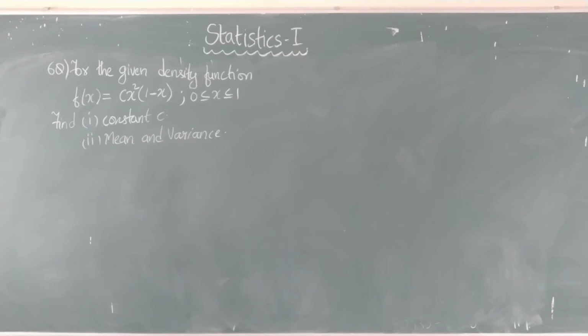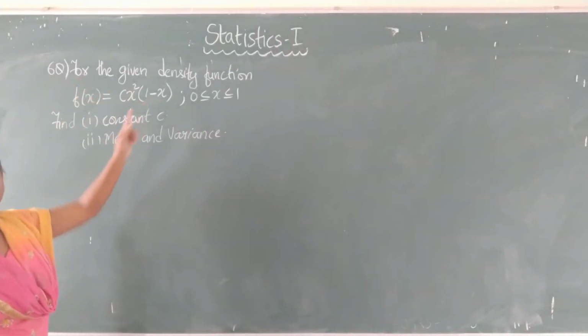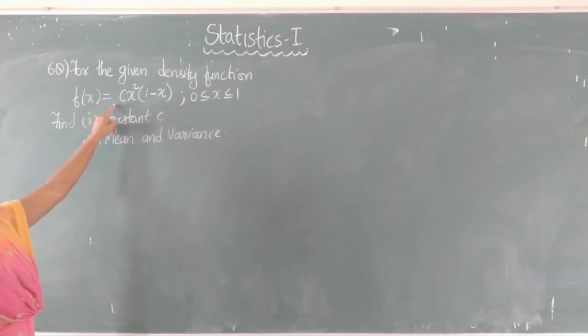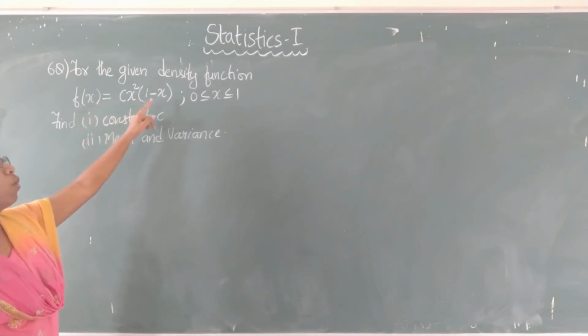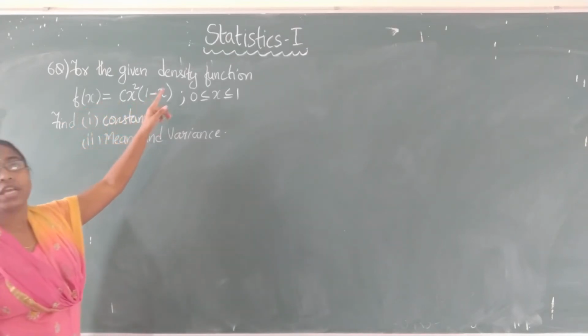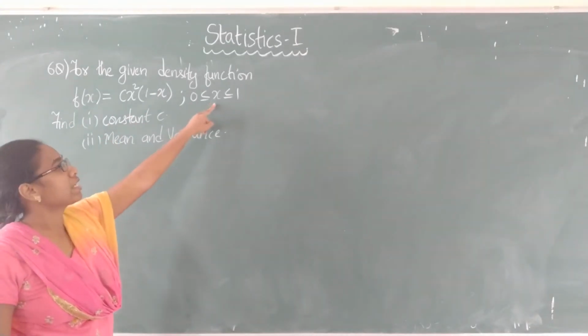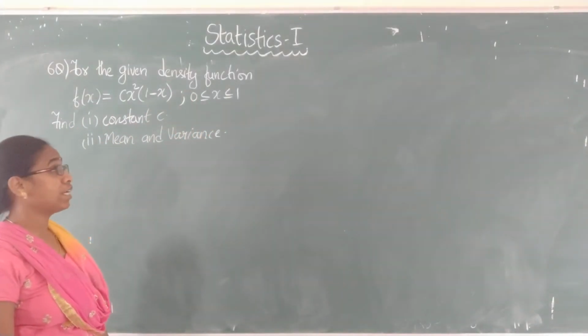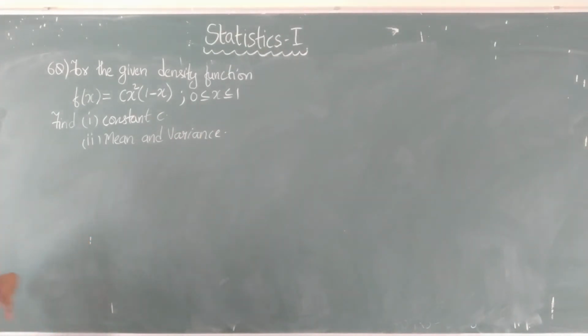Now coming to the next question. For the given density function, here the density function is given as f of x equals c x squared into 1 minus x. Here, what are the limits? X lies between 0 and 1. The lower limit is 0 and the upper limit is 1.